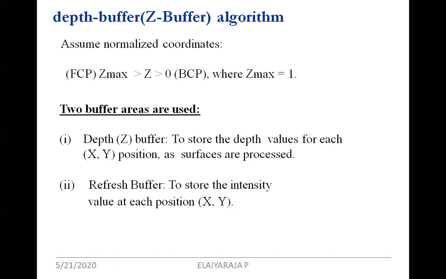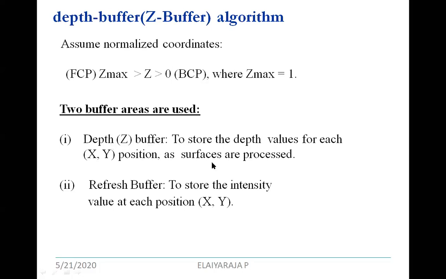First, the depth buffer, to store the depth values for each x comma y pixel position as surfaces are processed. As I said, take an example of a triangle, with the initial position of the triangle's x comma y pixel. So to store the depth value for each pixel position of x comma y as surfaces are processed, you require your Z buffer.